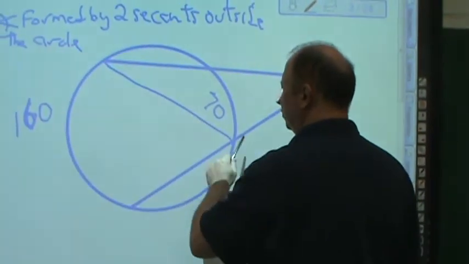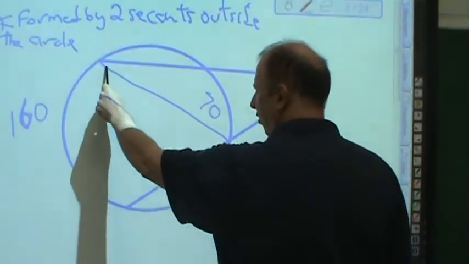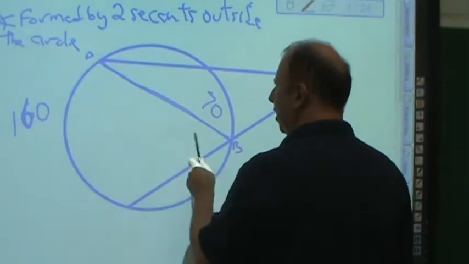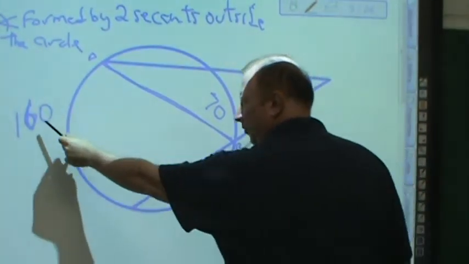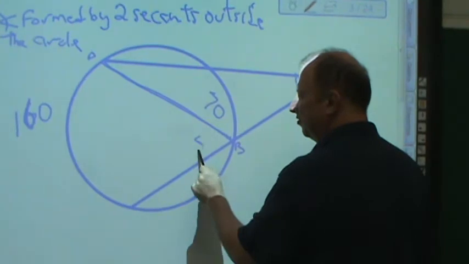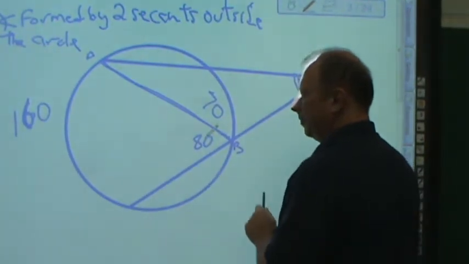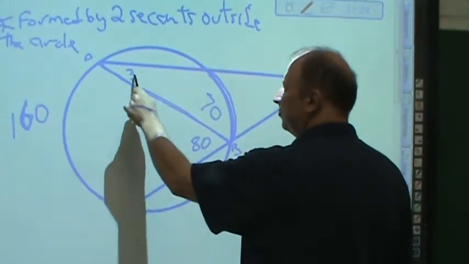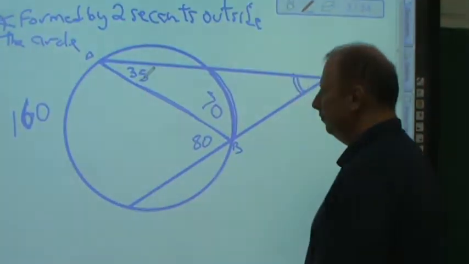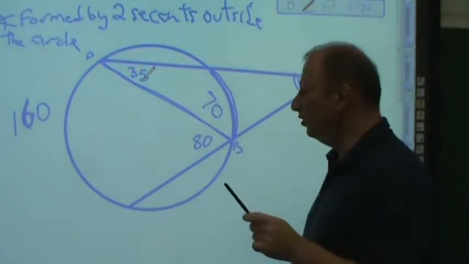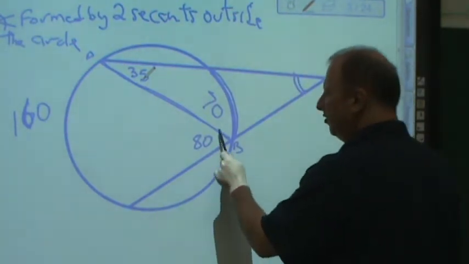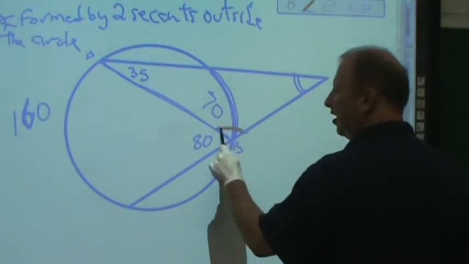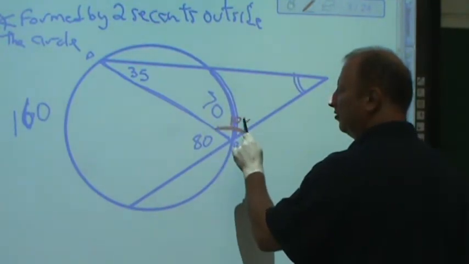If I draw a line from point A to point B, I can see right now that because this is 160 degrees, this is 80. Of course, this arc is 170 degrees, this is 35. Now let's look at what other information we know. This is 80 degrees. This angle right here has to be 100 degrees.